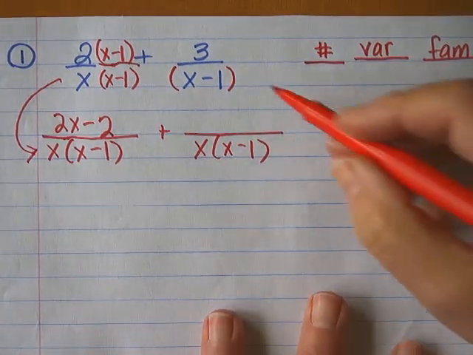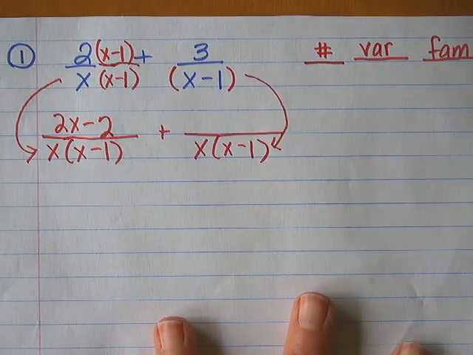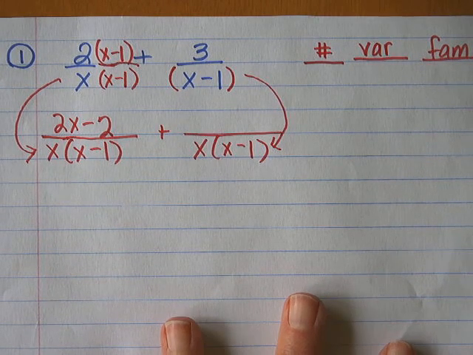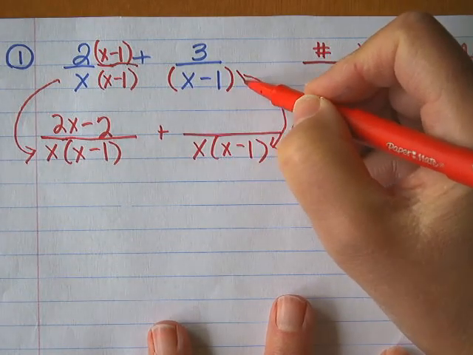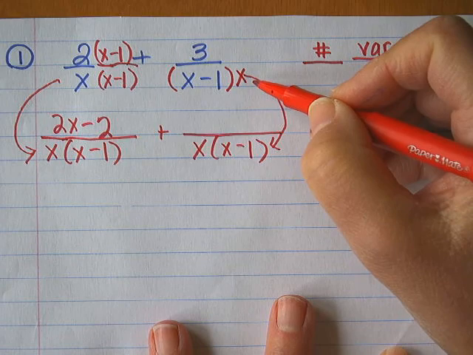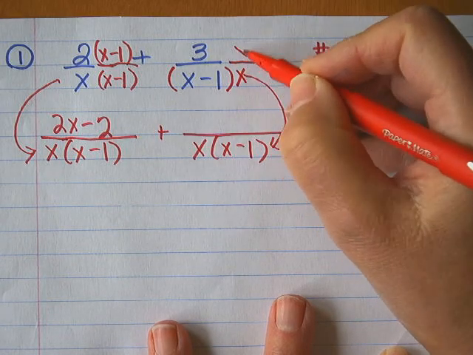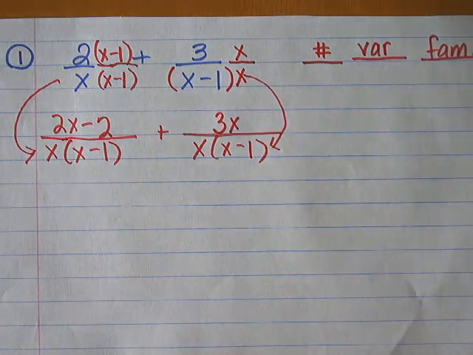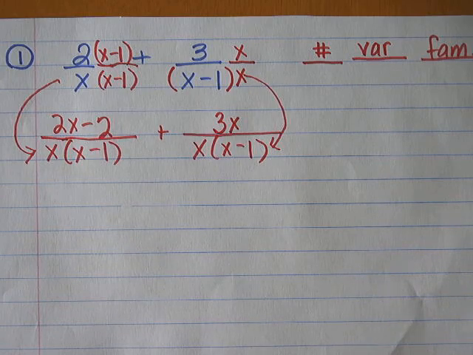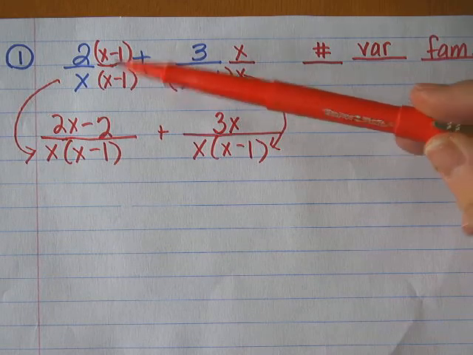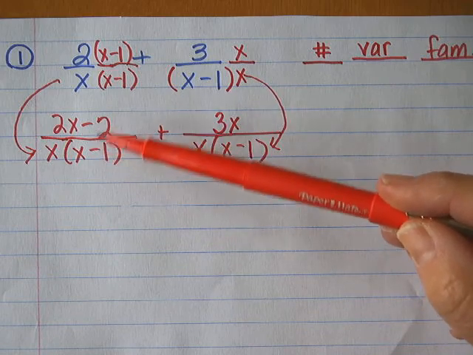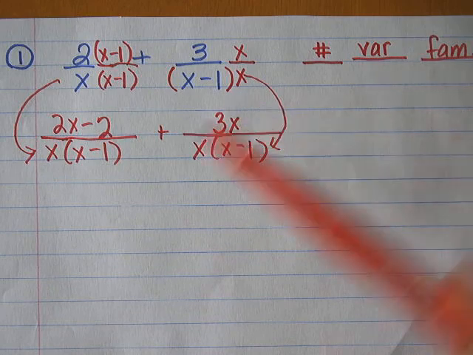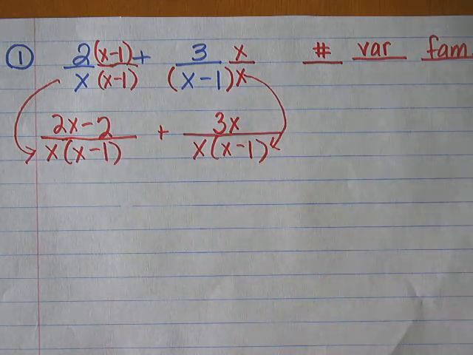Now let's look at this denominator. We need to build it up to that one. What I'm missing here is an x. If I multiply the denominator by an x, I need to multiply the numerator by an x, and I get 3x. So what we've done is create equivalent fractions. 2 over x is equivalent to this, and 3 over x minus 1 is equivalent to this. We built them up so they had a common denominator. And now remember what the rule says.